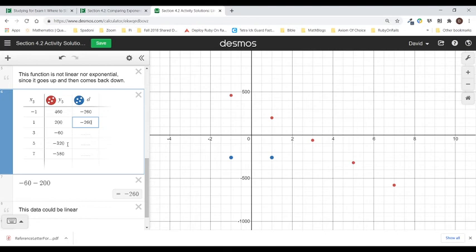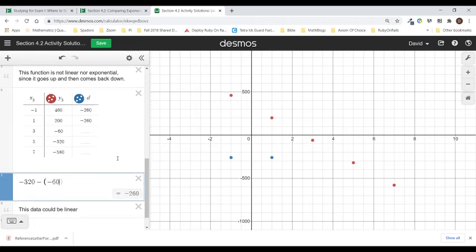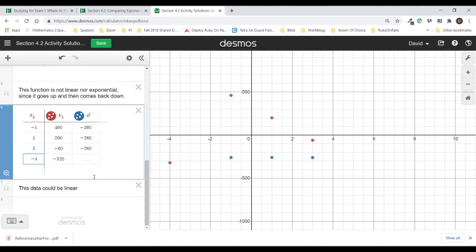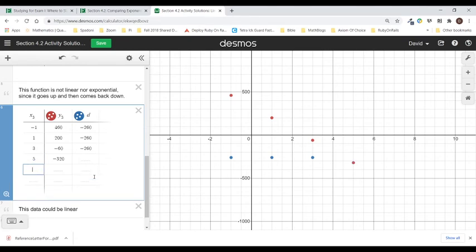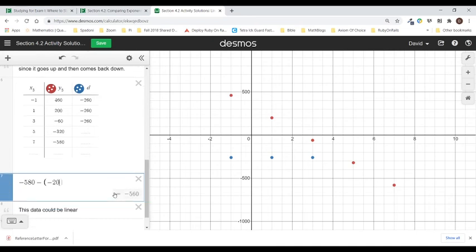Now, by the way, if I even once don't get the same answer, it's not linear. Minus 320 minus minus 60. There's minus 260. And finally, let's check the last one. Now I want that to be 4. Here we go, and 7. And this is 580. This is ridiculous. All right, here we go, finally. It's too fast for me. I want minus 580 minus minus 320. And it's again minus 260.